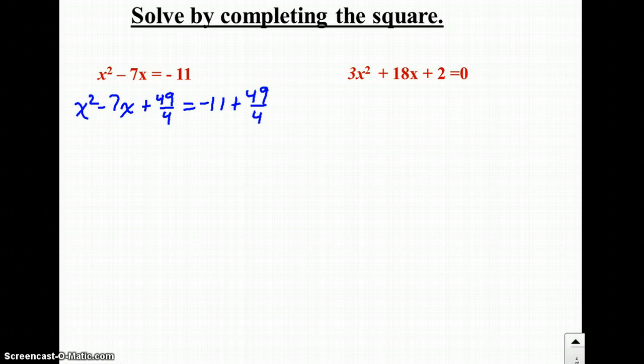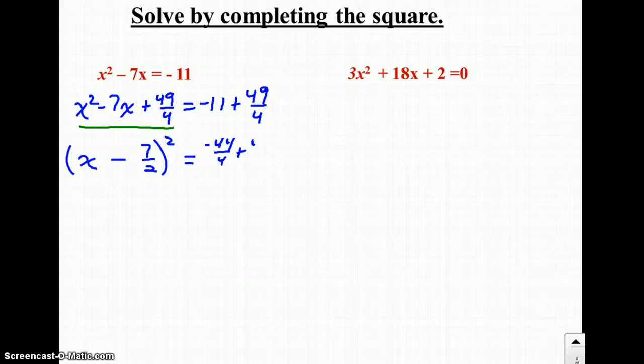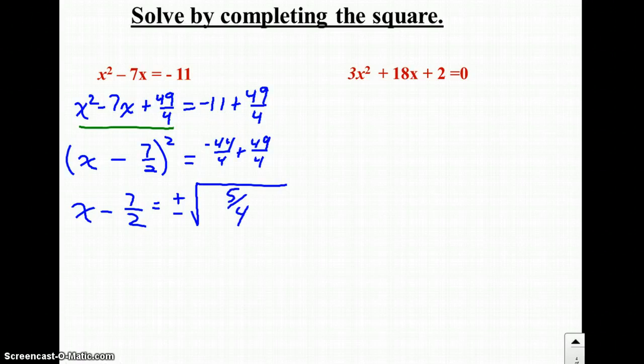So I can now factor x squared minus 7x plus 49 over 4 as a perfect square trinomial. And that factors as (x minus 7 halves) all squared, since the square root of x squared is x and the square root of 49 over 4 is 7 halves. We developed this perfect square trinomial by adding 49 over 4. On the other side, then, we've got negative 44 over 4 plus 49 over 4. To find the value for x, I'm going to take the square root of both sides. Remember, anytime you take the square root, you have to include the plus and minus. Negative 44 plus 49 is a positive 5 over 4.